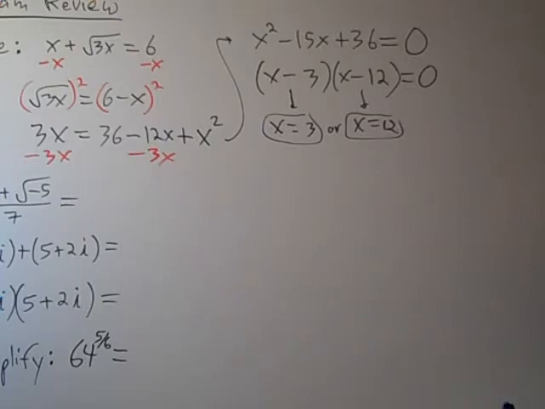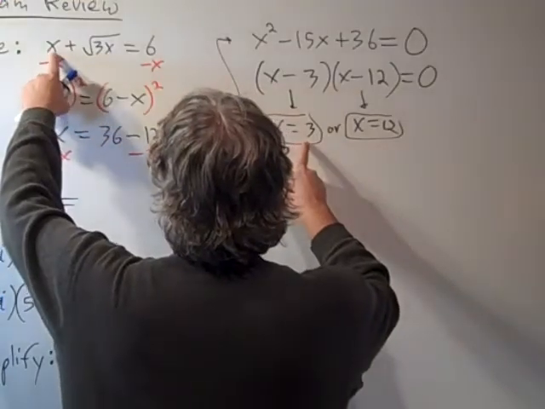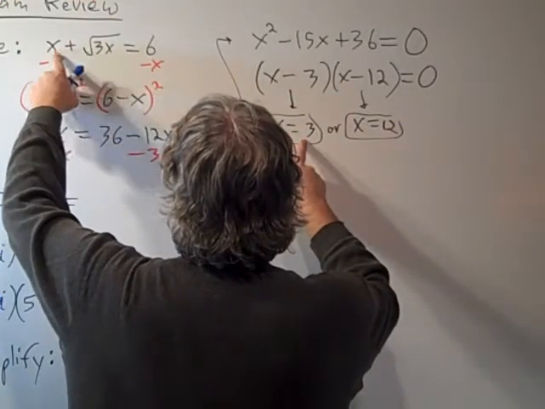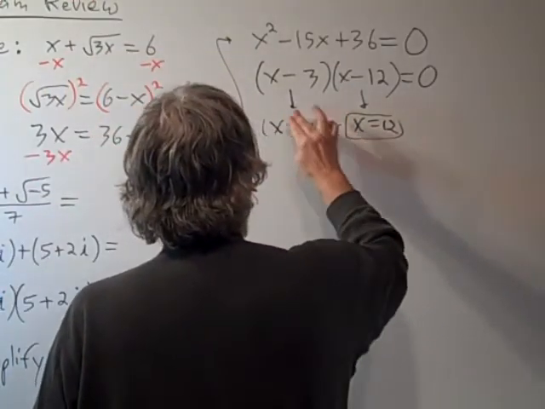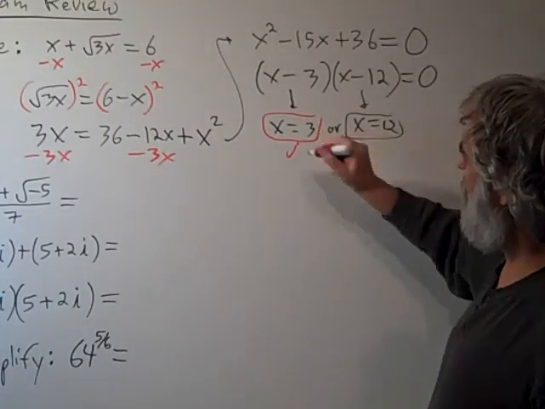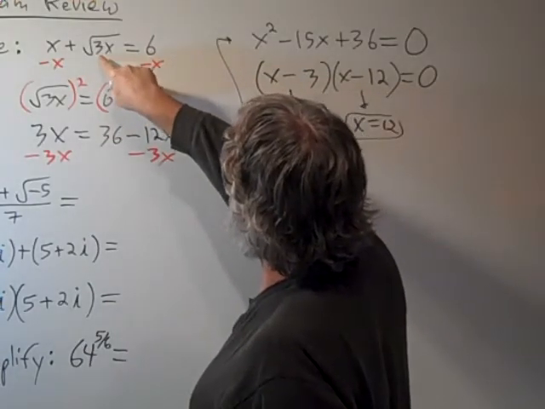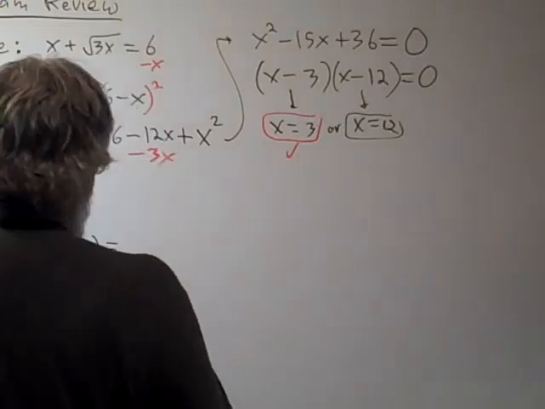We have to check them though before we can be sure. So when x is 3, x plus the square root of 3 times 3, that's the square root of 9. 3 plus 3 is 6, so that checks out okay. So this is a valid solution. And at 12, 3 times 12 is 36, so that's 6. This one doesn't seem to work, does it?